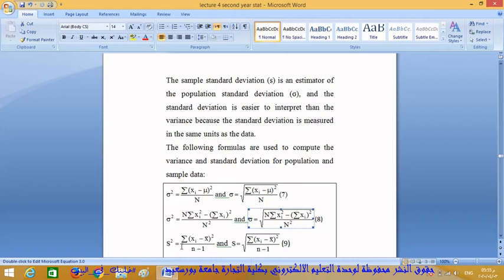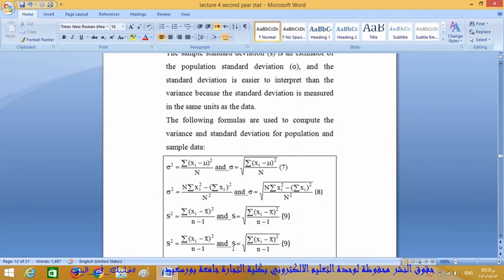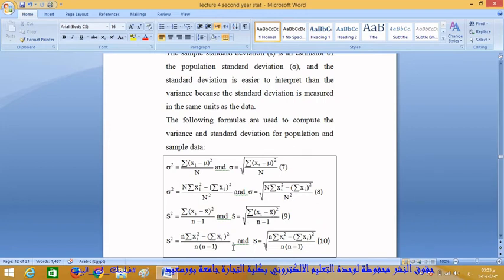For a sample, s squared equals sigma of x minus x bar squared, over n minus 1, not over n. And s, the standard deviation for a sample, is the square root of the variance for a sample. The simplest formula for computing the variance for a sample is s squared equals n sigma x squared minus sigma x all squared, over n multiplied by n minus 1. And s equals the square root of the variance. So it's the simplest formula for variance and for the standard deviation if we deal with sample data, not with population data.